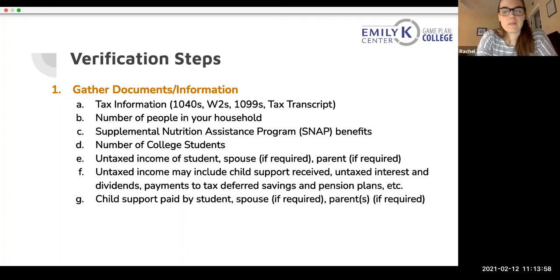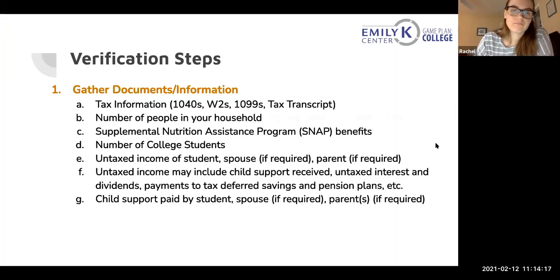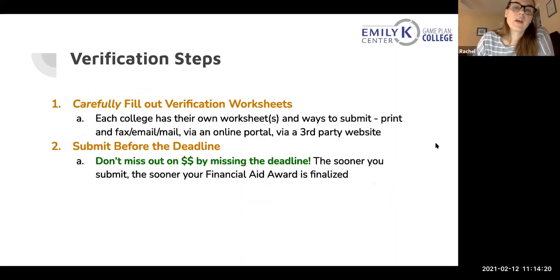Here are some examples: child support, untaxed interest, any child support paid by another parent. So let's say your parents are divorced and one of them pays child support, they might ask for that sort of information. I would say the most common thing they're going to ask for is tax documentation. So if you believe you might be selected for verification, go ahead and start to gather those documents just so you have them ready.